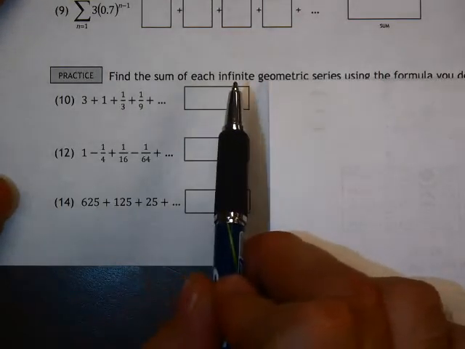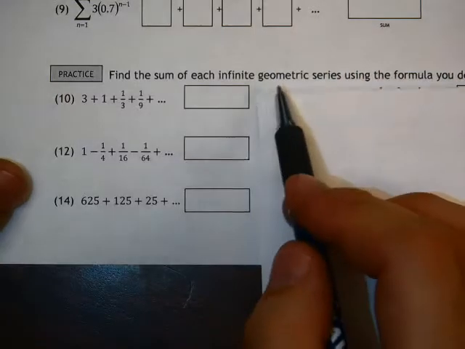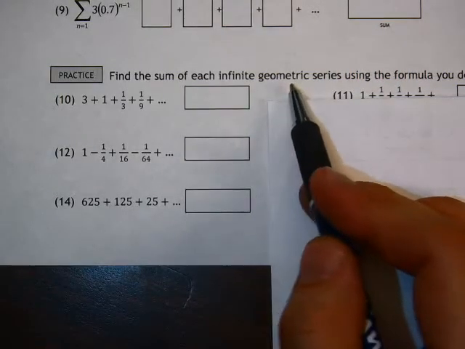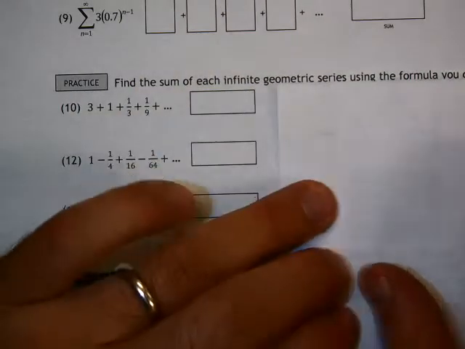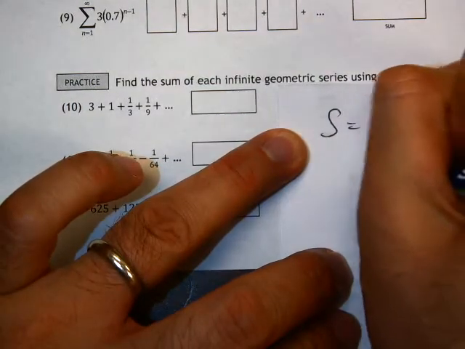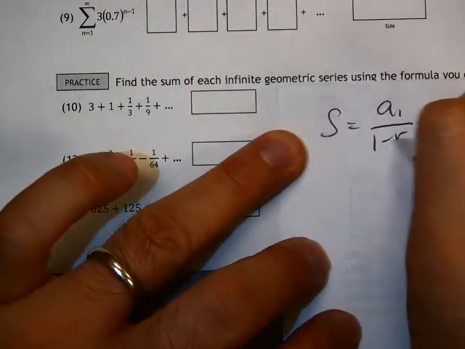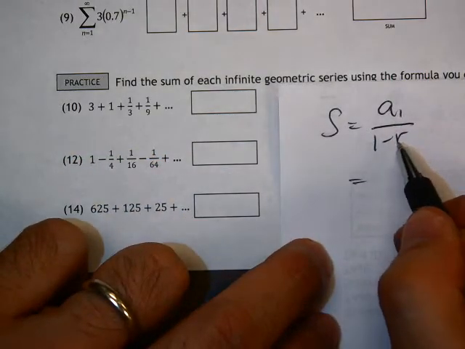Infinite, remember, meaning you never literally stop adding these terms. Geometric is telling us that there's a multiplying pattern in the list that we're given. First of all, this formula is a sub 1 over 1 minus r. Remember that a sub 1 represents the first term, and r is the multiplier.